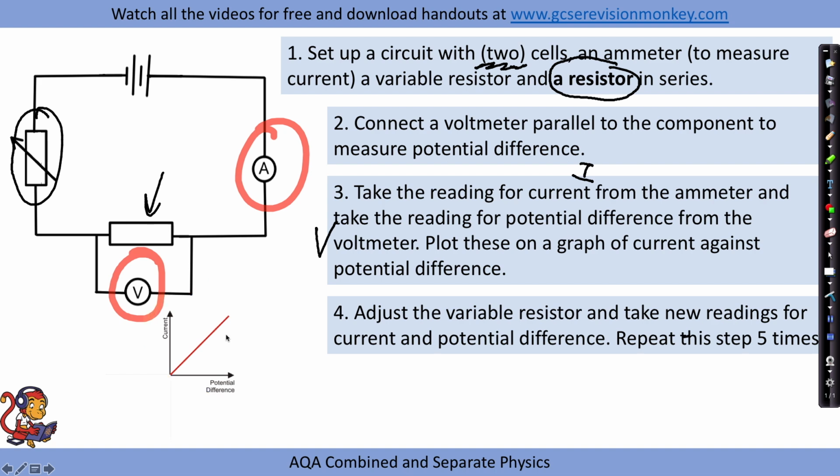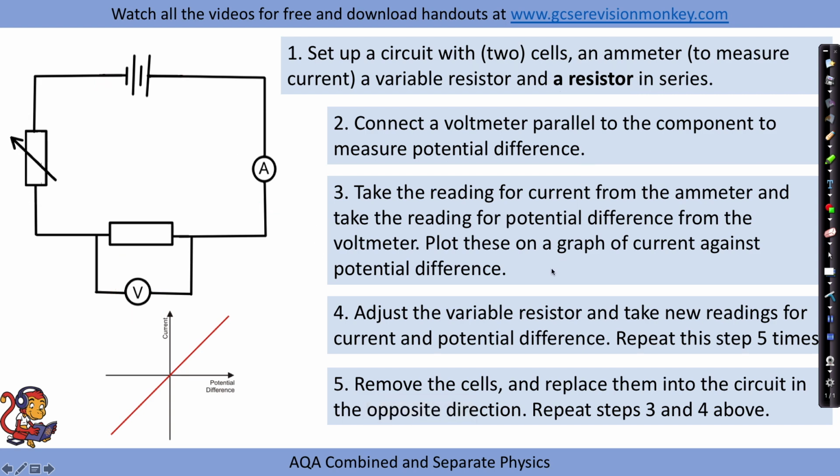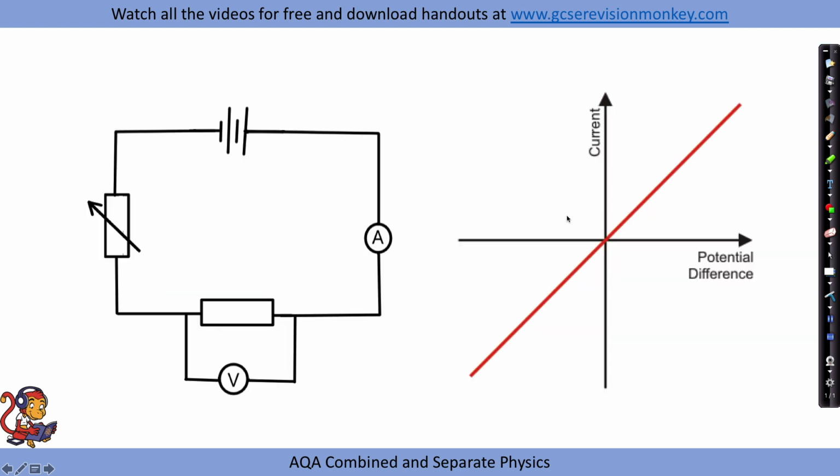However, we also need to get the negative region of the graph, so we do that using the next step, which is to remove these cells and replace them into the circuit in the opposite direction. And then we repeat steps 3 and 4 above. By doing that, we get negative readings for our voltmeter and ammeter, and we can collect data for this negative region of the graph. So that's our completed graph for a resistor at constant temperature.